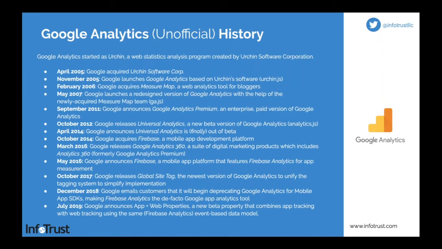A new thing that we'll be talking about here today then is App Plus Web Properties. And so back in July, Google announced App Plus Web Properties, which are beta properties that combine app tracking with web tracking. And it uses the actual same event-based data model as Firebase Analytics. So everything is an event. There are no differences between page views, screen views, and those things. Everything's an event, and then you can name those events something like page view, screen view, etc.